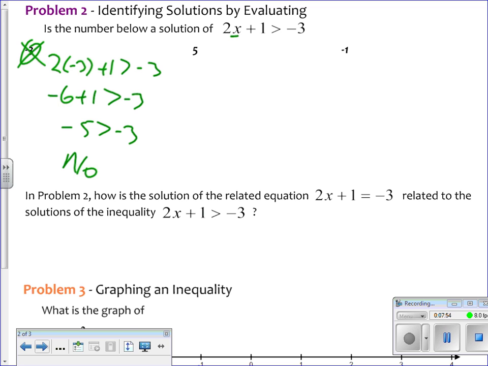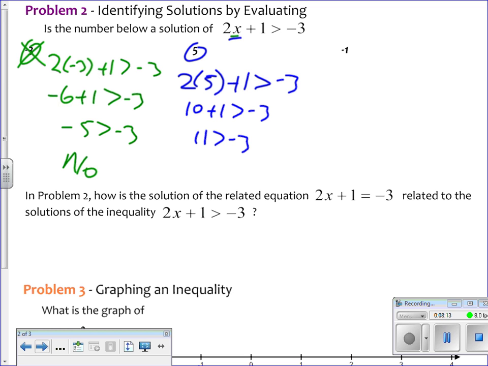Try the second one. Do the same thing with 5. Take 5, put it in for x. 2 times 5 plus 1 is greater than -3. 2 times 5 is 10. 10 plus 1 is 11, greater than -3. Is this one true or not? Yeah, true. This one works. This one is a solution.